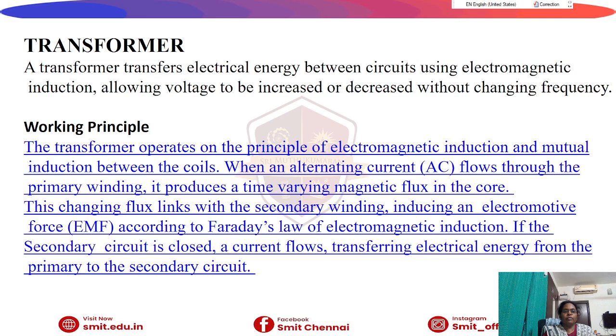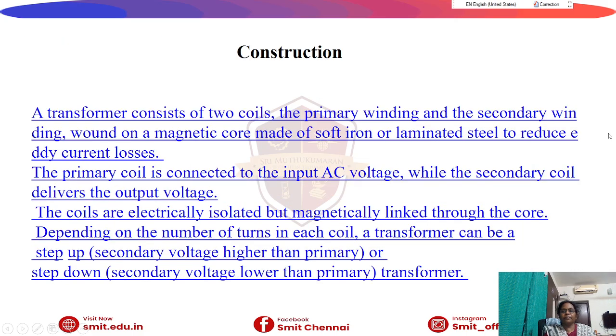Working principle of transformer. The transformer operates on the principle of electromagnetic induction and mutual induction between the coils. When an alternating current flows through the primary winding, it produces a time-varying magnetic flux in the core. This changing flux links with the secondary winding, inducing an electromotive force according to Faraday's law of electromagnetic induction. If the secondary circuit is closed, the current flows, transferring the electrical energy from primary to secondary.